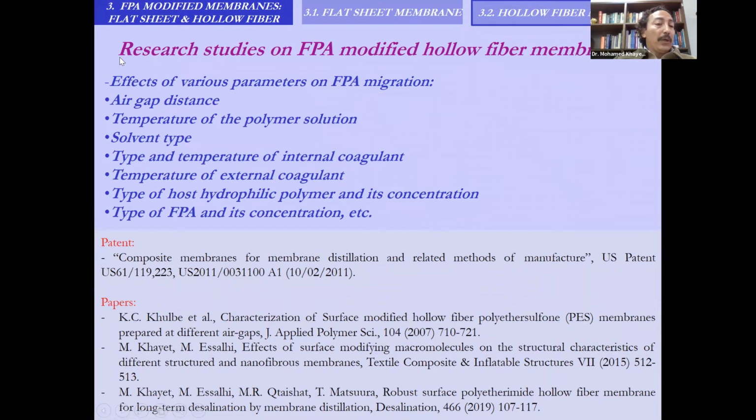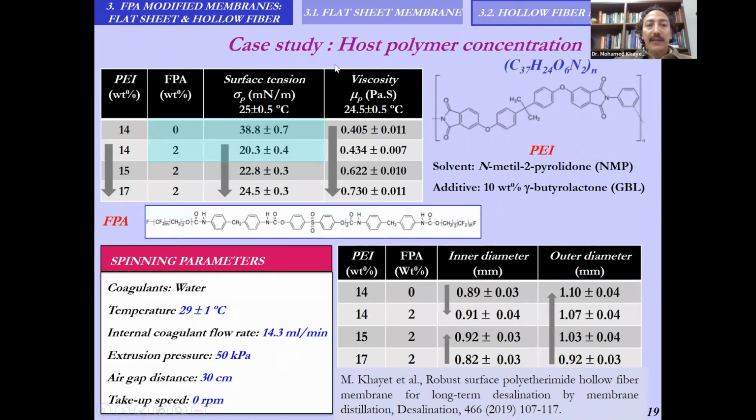We carried out various research studies on FPI modified hollow fiber membranes, and I would like to share with you just one case study here, on the effect of the host polymer concentration. As host hydrophilic polymer, we used polyetherimide. Its concentration was varied from 14 to 17%. The concentration of FPI was maintained constant at 2%. It is important here to measure the surface tension and the viscosity of the polymer solution, because they affect the diameters of the prepared hollow fibers.